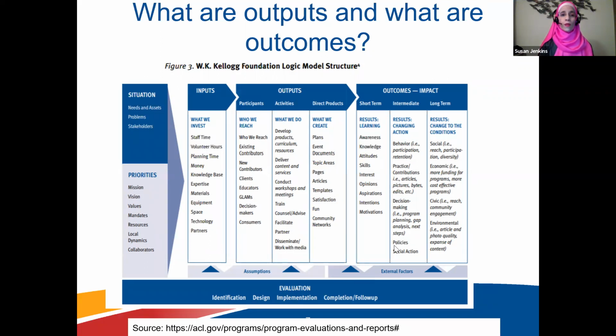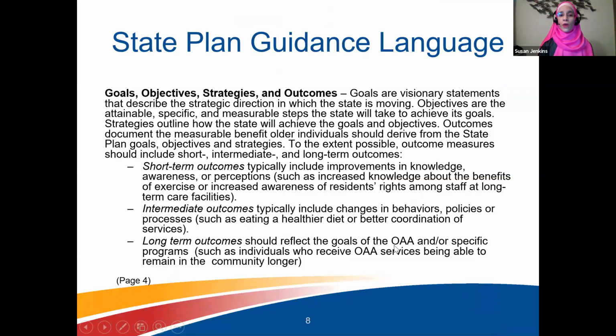Next slide. The state plan guidance also has language that defines short-term, intermediate-term, and long-term outcomes as I've described. And it says, again, that short-term outcomes may include improvements in knowledge. So nutrition education, you can imagine the people that receive that service improve their knowledge about nutrition. That's a short-term outcome. An intermediate term outcome is typically a change in behavior or process.